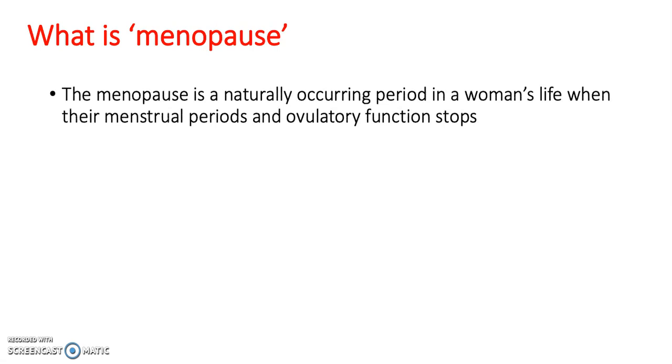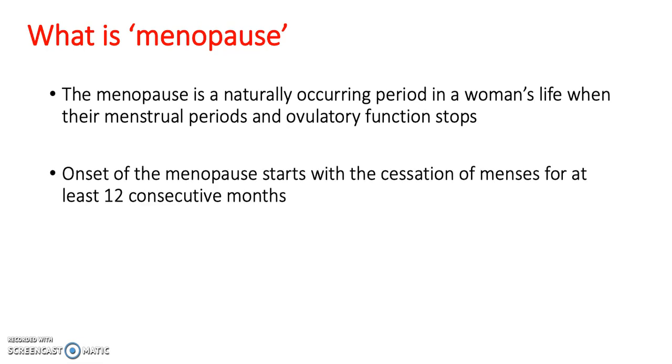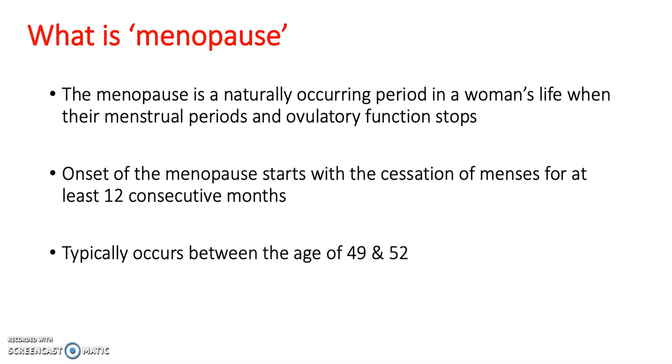The menopause is a naturally occurring period in a woman's life when their menstrual periods and ovulatory function stops. The onset of the menopause starts with the cessation of menses for at least 12 consecutive months. This typically occurs between the ages of 49 and 52.